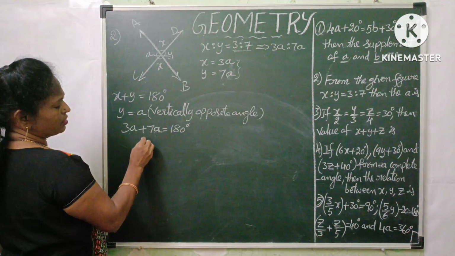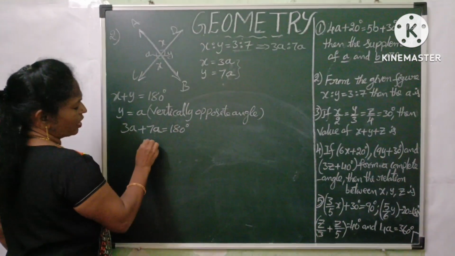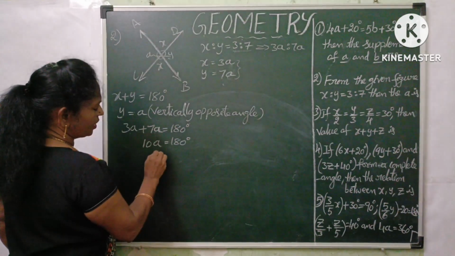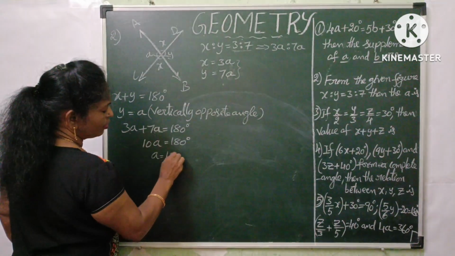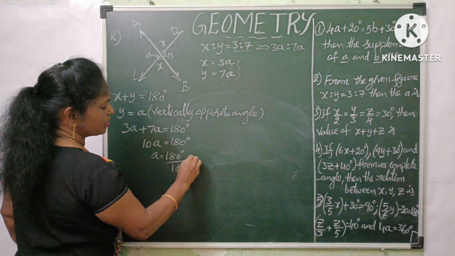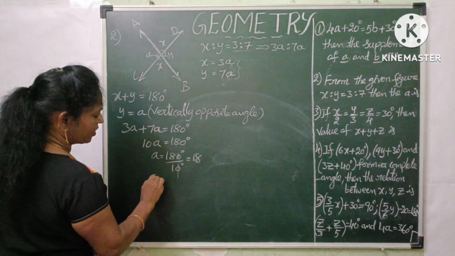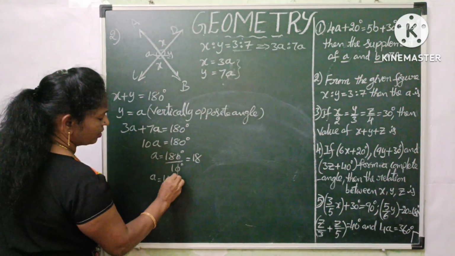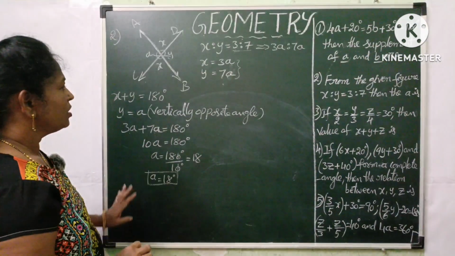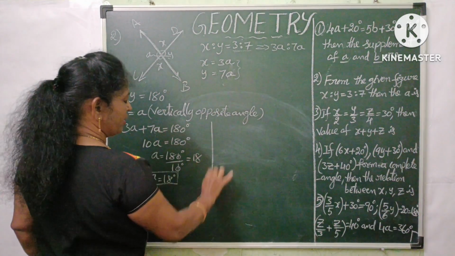Same literals. So like terms, we have to add: 10a equal to 180 degrees. Then a equal to 180 by 10, 0, 0 cancel, 18. Then a equal to 18. So here the a value is 18. Then we need to find the remaining two.